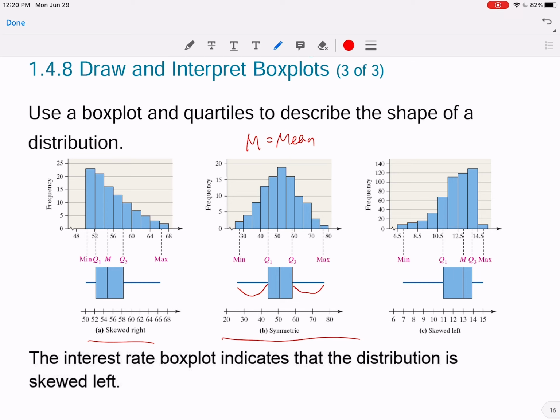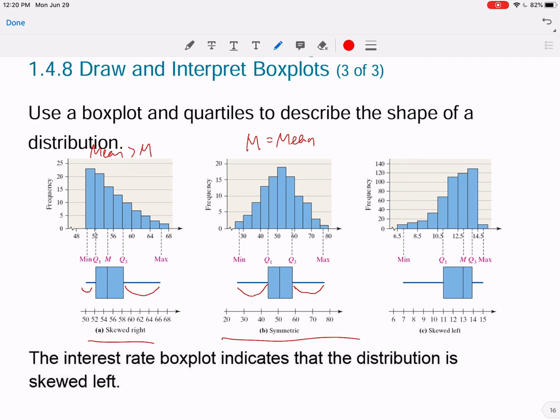Now let's take a look at this one over here, skewed right. Based on what we learned before, if it's skewed right, the mean is greater than the median, right? And in this case, the right whisker is longer than the left whisker. That makes the distribution skewed right.